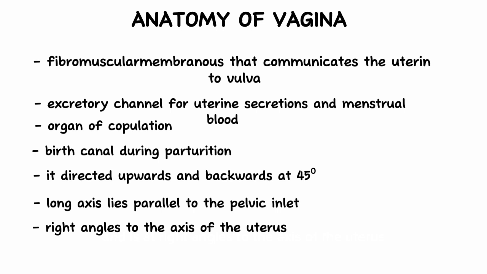In terms of size, the diameter of the canal is approximately 2.5 centimeters, being widest in its upper part and narrowest at the introitus. Despite its usual resting shape, the vaginal canal has considerable distensibility, a feature dramatically evident during childbirth.